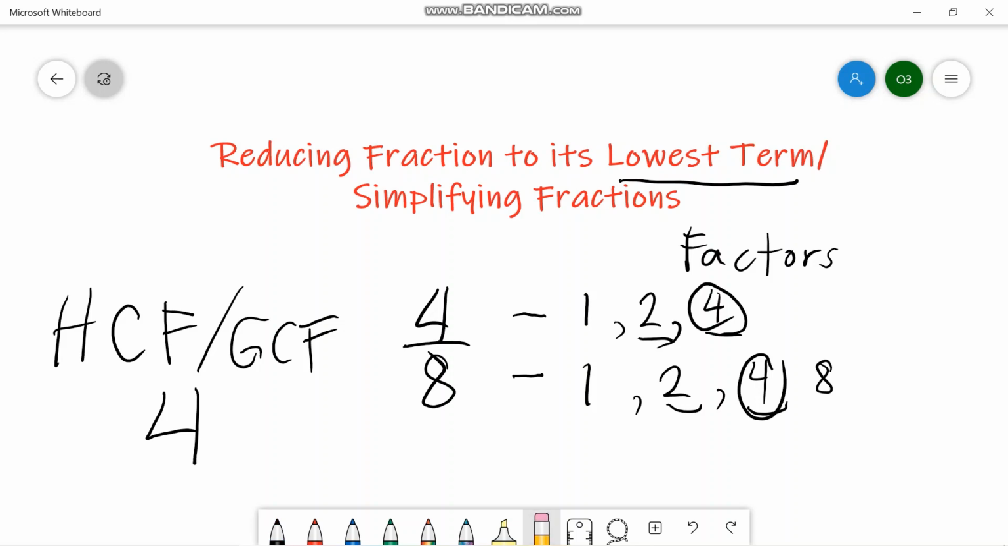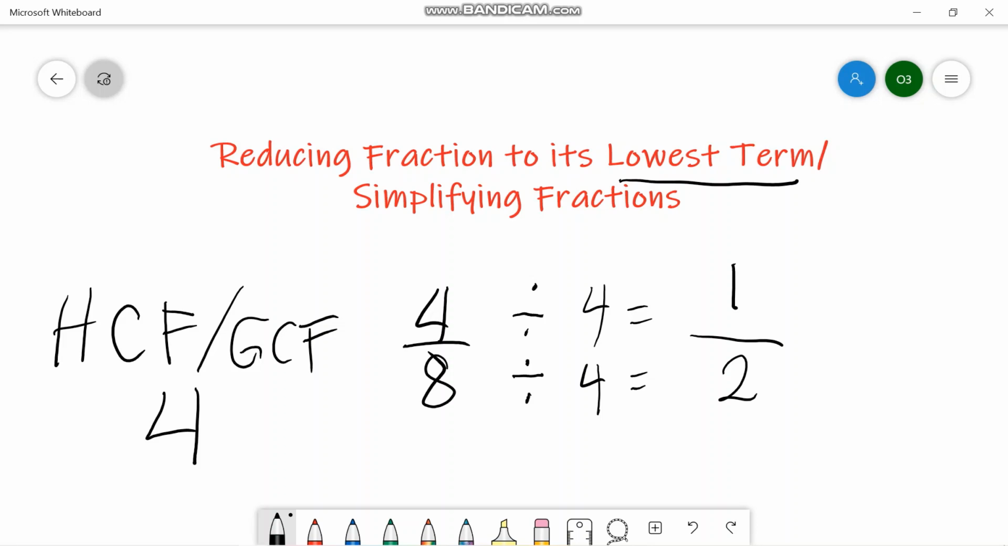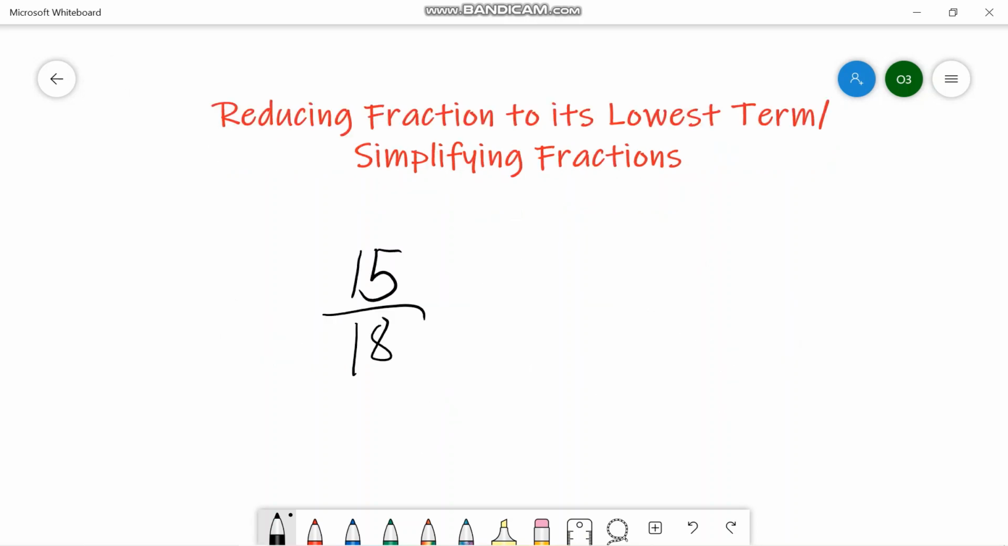Now let's simplify 4/8. We have to divide the fraction by 4. 4 divided by 4 and 8 divided by 4. 4 divided by 4 is 1, and 8 divided by 4 is equal to 2. So the lowest term of 4/8 is 1/2. All right, let's have another example.